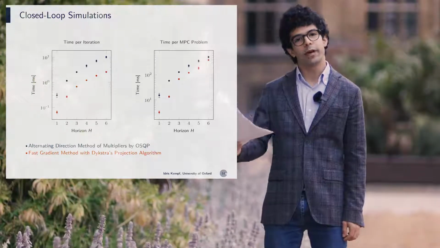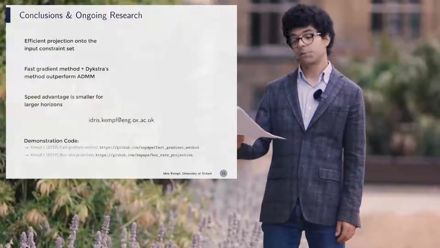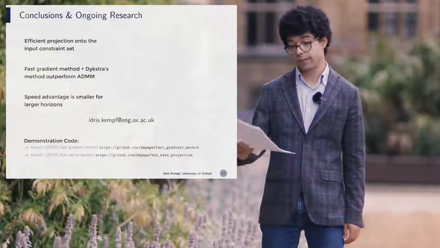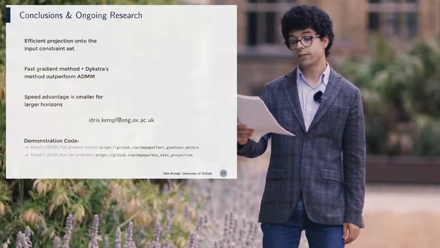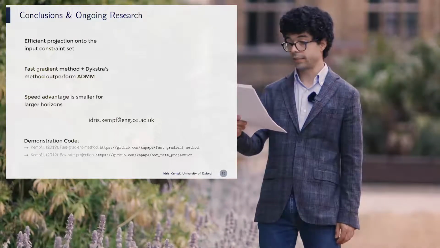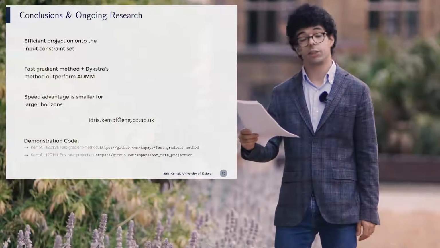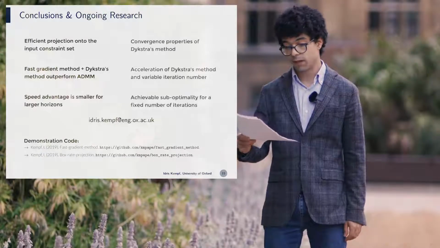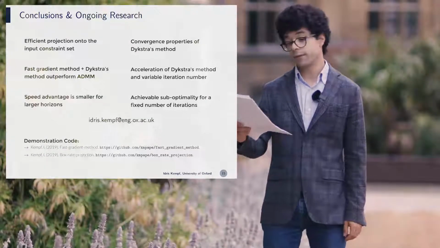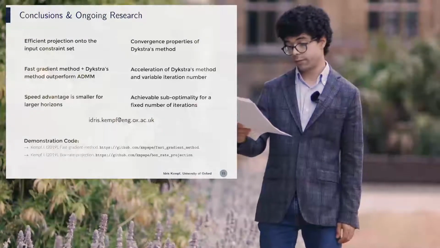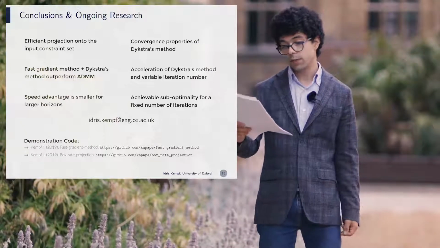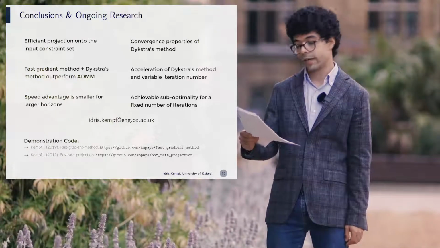With that said, we arrived at the end of my talk. In this presentation, we saw an efficient method to project onto the input rate and amplitude constraint set. We saw how the combination of Dijkstra's method and the fast gradient method outperforms ADMM for this particular set, but we also saw that the speed advantage is smaller for larger horizons. We are currently focusing on extending convergence proofs for Dijkstra's method and experimenting with acceleration methods. We are also interested in deriving suboptimality certificates for the combination of the fast gradient method and Dijkstra's method.